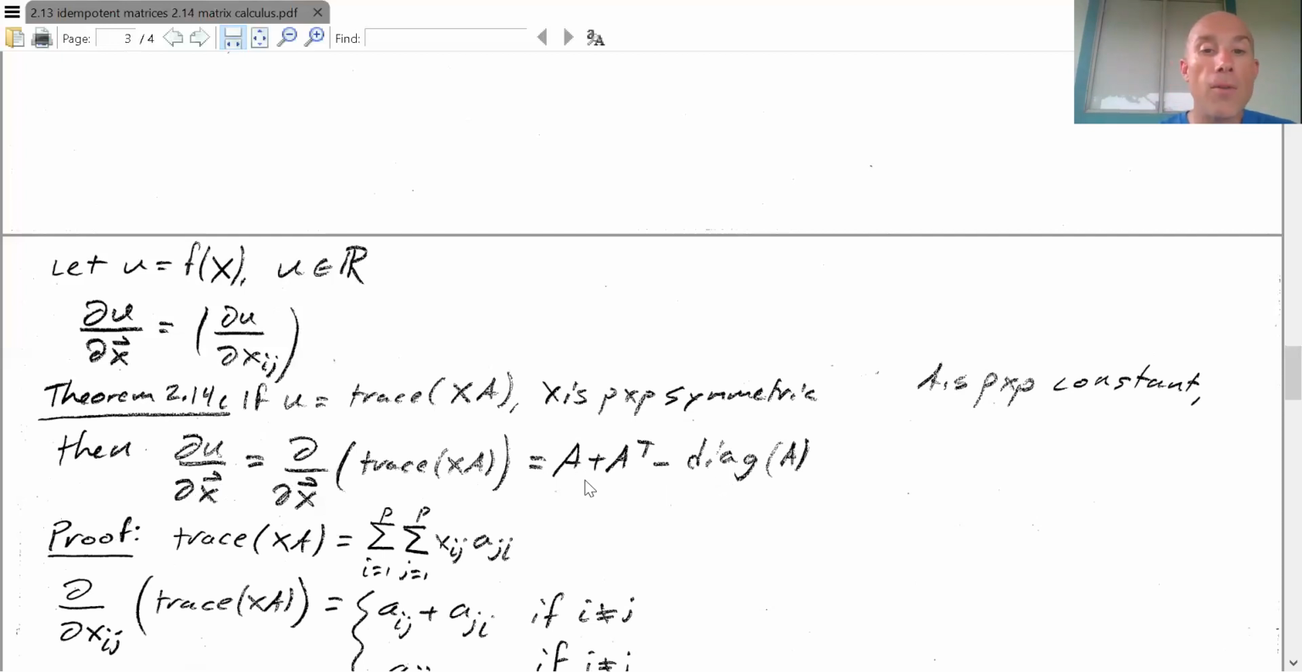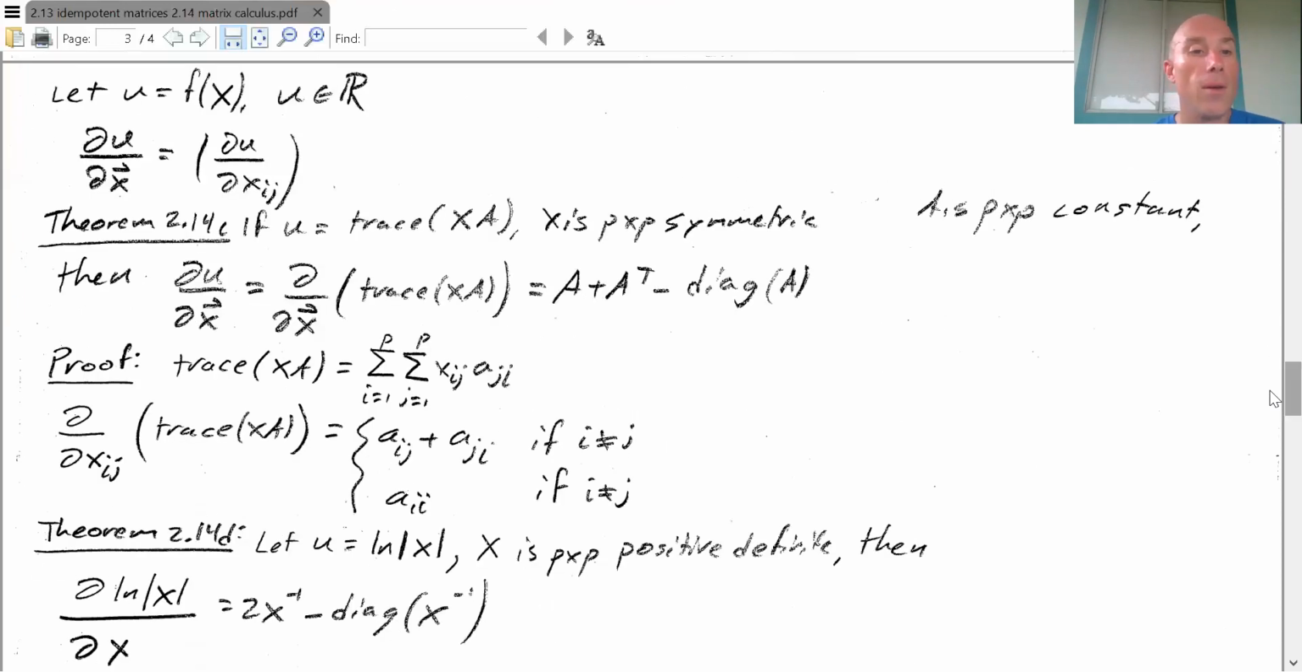Now, if you think about this, I'm going to have, so this is a symmetric, so the x has to be symmetric for this to work out. All right, so if I take the trace, this is just writing out the definition of the trace. If I take the derivative with respect to a particular variable, so now remember, x is symmetric, right? This assumption of the theorem is that x is symmetric.